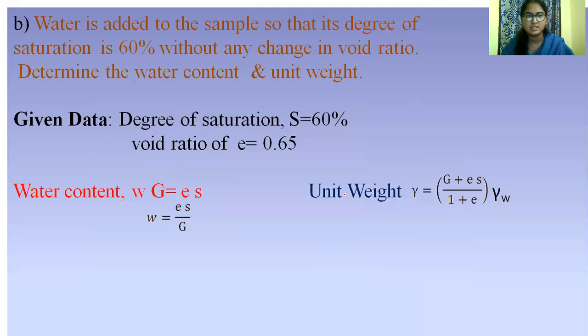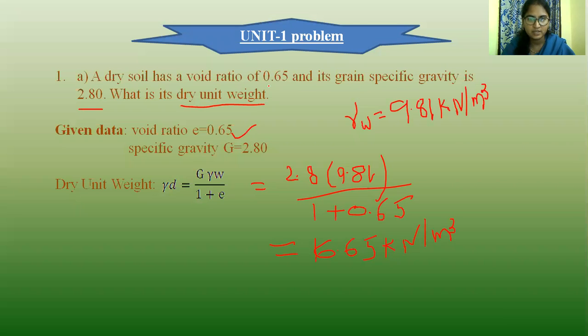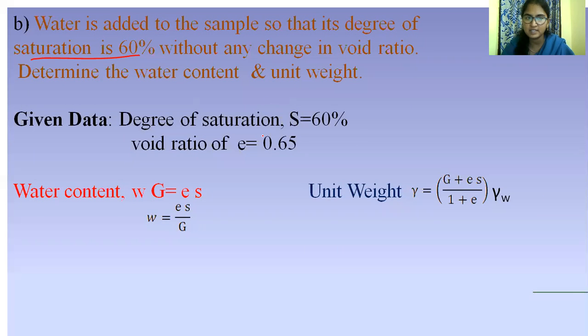The second case is water is added to the sample so that its degree of saturation S is equal to 60% without any change in void ratio. Determine the water content and unit weight. In the above case, the void ratio is already given as 0.65. That same value you can take in the second case also. Void ratio is equal to 0.65, S is equal to 60%.